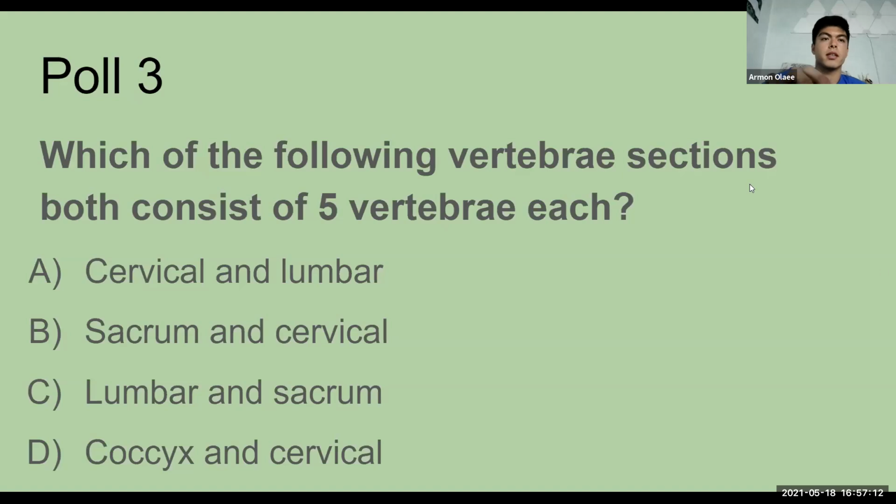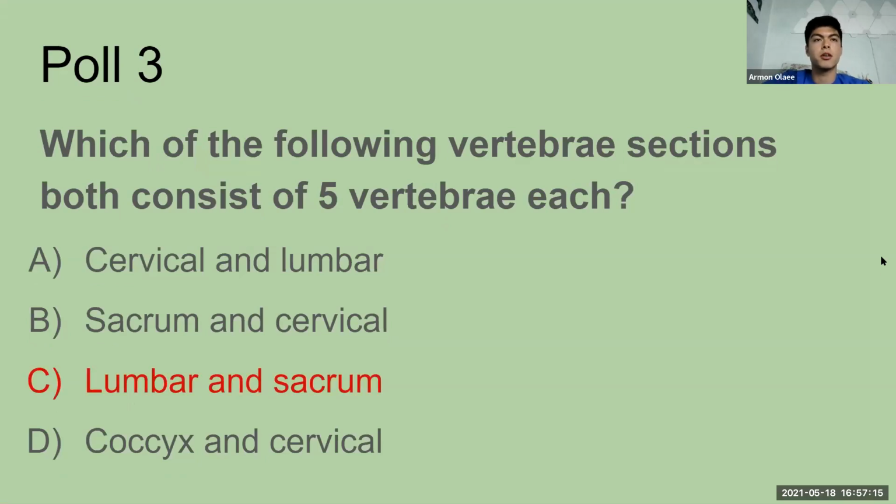So most of you guys got it correct. It is the lumbar and sacrum. Those have 5 each. The reason why it's not the sacrum and cervical for answer B is because the cervical has 7, not 5. If you think back to the little study tip I had, 7 is more towards breakfast time, which is at the start of the day, which is the start of the vertebral column. So cervical has 7. And for coccyx and cervical, which was also answered, yeah, the cervical has 7, therefore it can't be the correct answer.